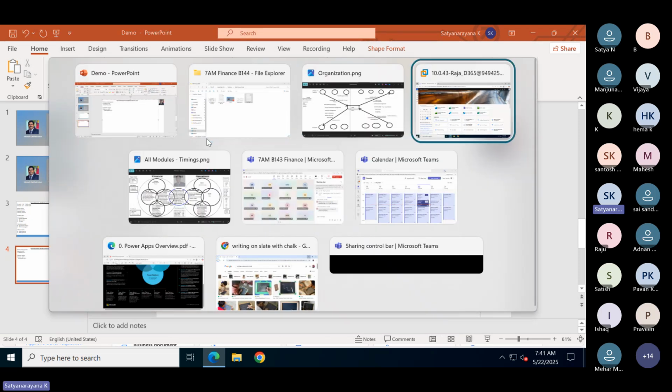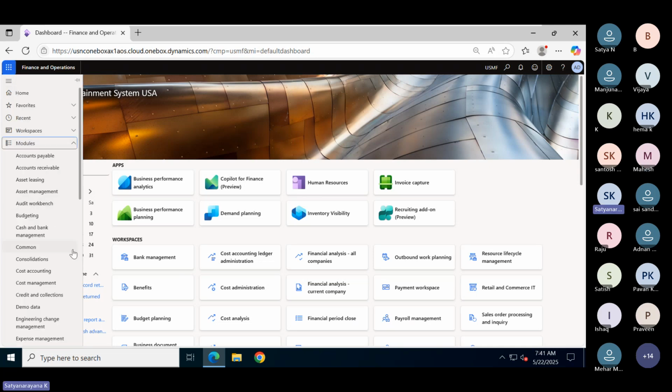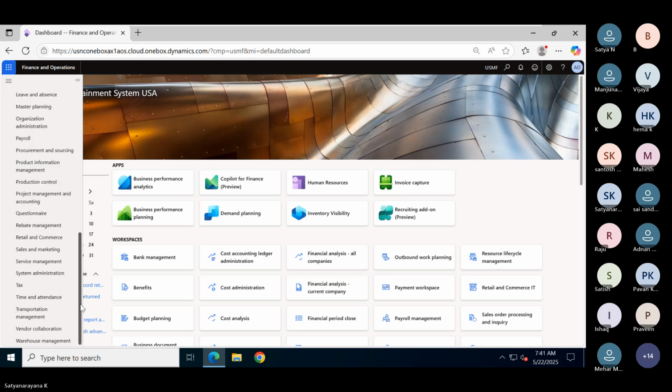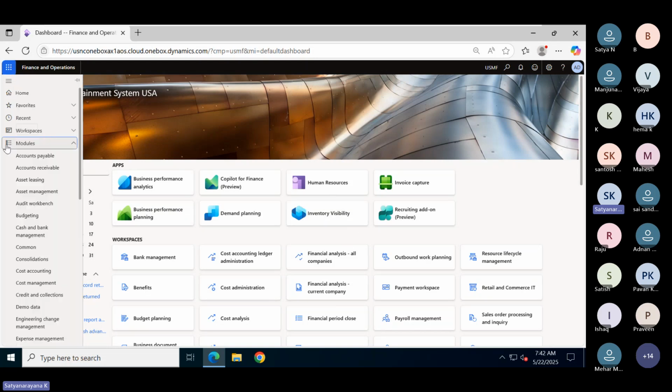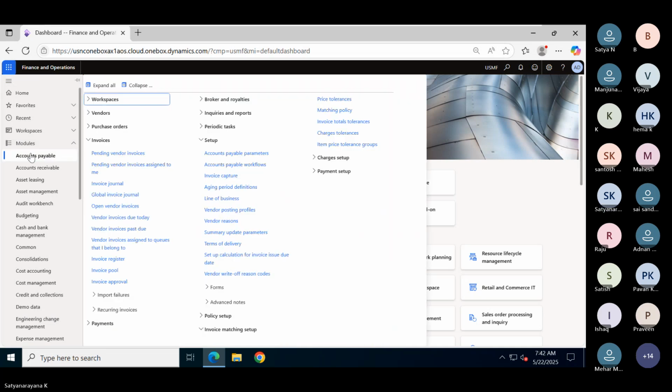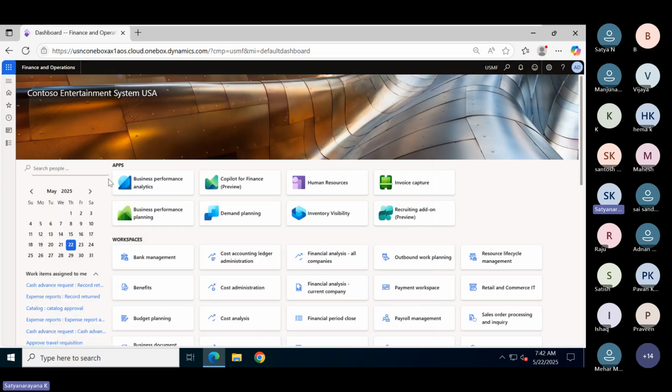Okay, so now go to the application. As I told you, you are going to work in the company or project called USMF. The project or client name is USMF; you need to remember. Now, here you will find the modules. These are workspaces; we'll discuss this point later. But you are going to learn from here. So the first one is accounts payable, collapse all, invoices, invoice journal.